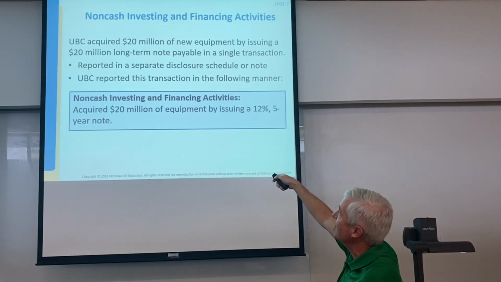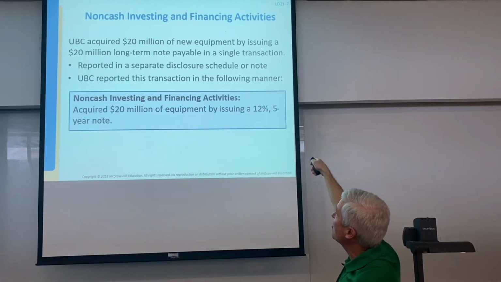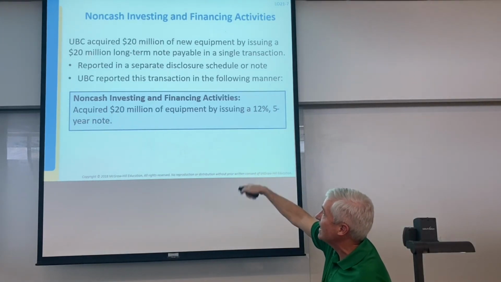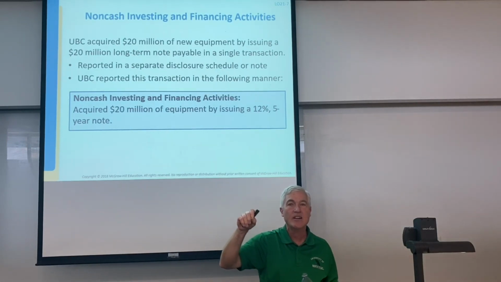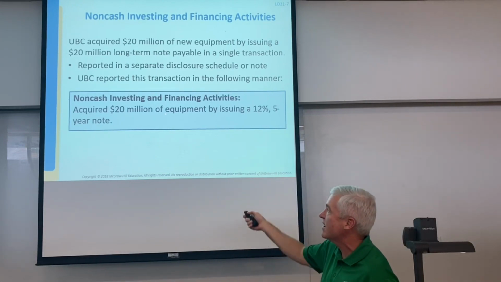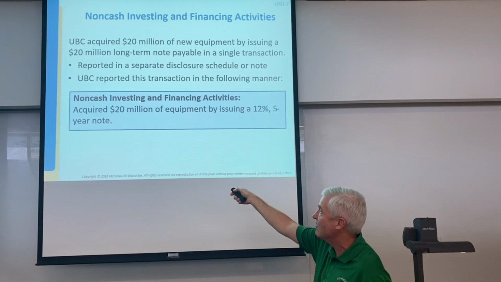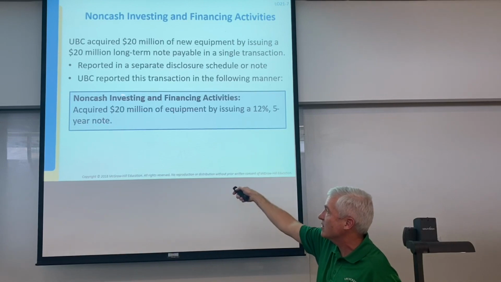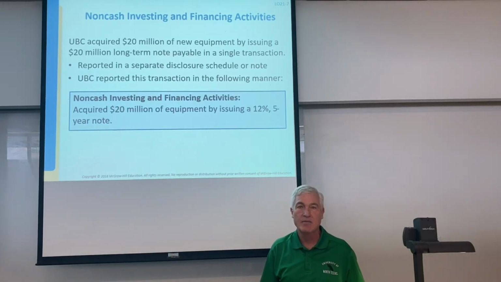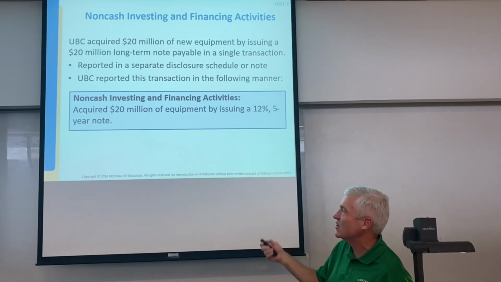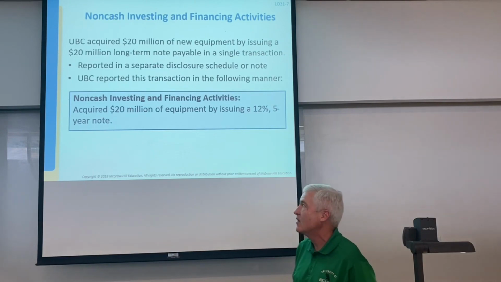Okay, this is the last item here. And so if we buy 20 million of new equipment by issuing a $20 million long-term note payable, so that's an investing activity, right? And this is a financing activity, but guess what? No cash. Therefore, no change in cash doesn't end up on the cash flow statement. But this is so significant, we need to disclose it. And so we'll have non-cash investing and financing activities, acquired 20 million of equipment by issuing a 12% 5-year note. So the whole story is out there because you can't skirt the rules and do it this way, so you can see everything there. That's required disclosure for the cash flow statement.